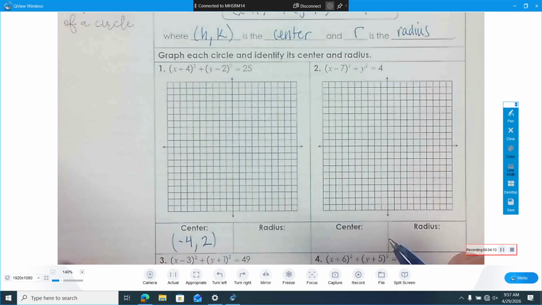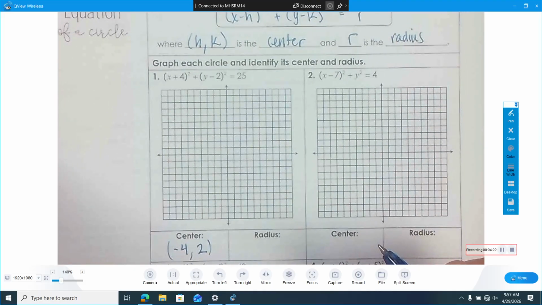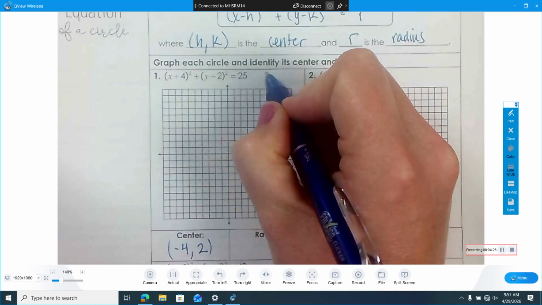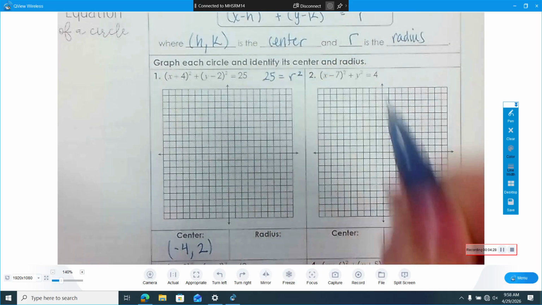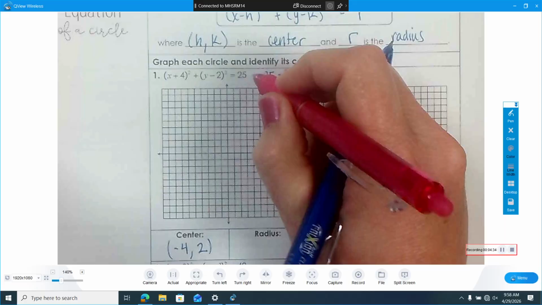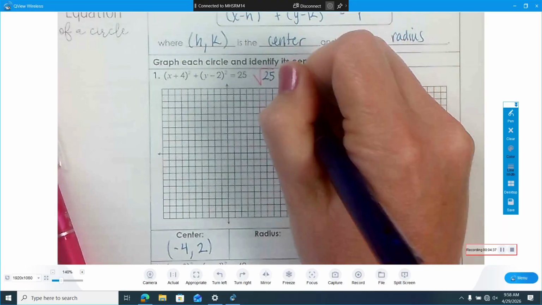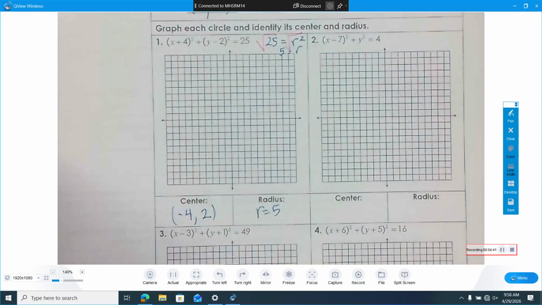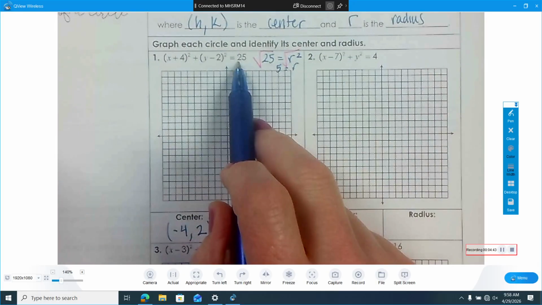How do we get the radius? 25 is r squared. Square root it, yeah. We want to square root that, and so we get a radius equal to 5. It's important to remember that what we're equal to is the radius squared.